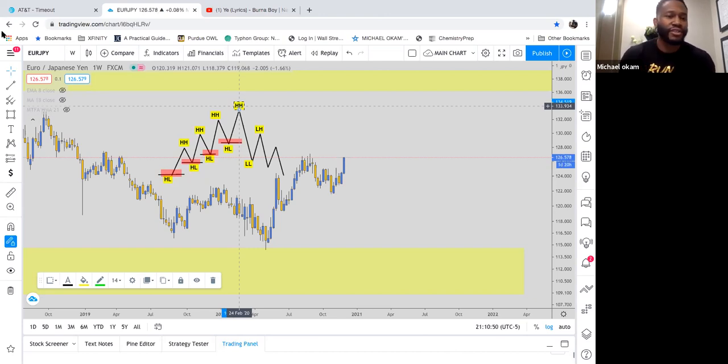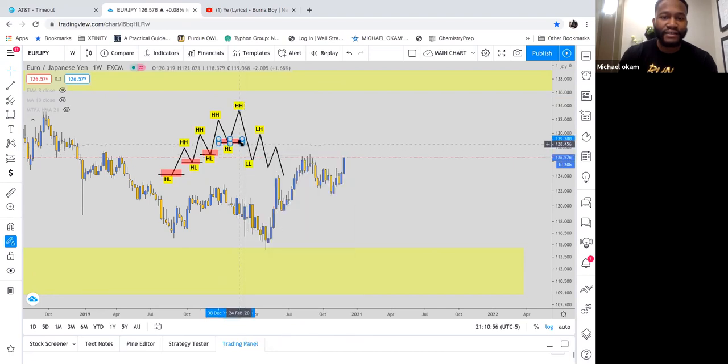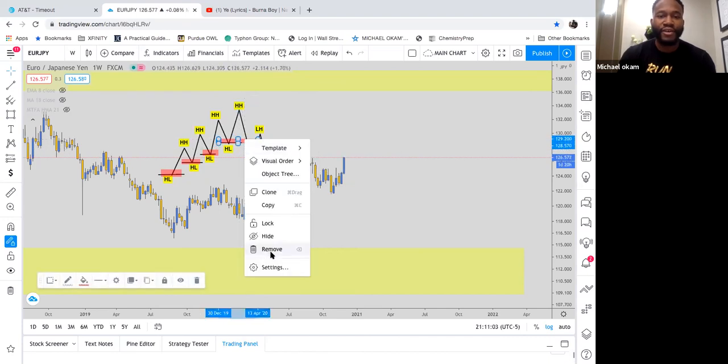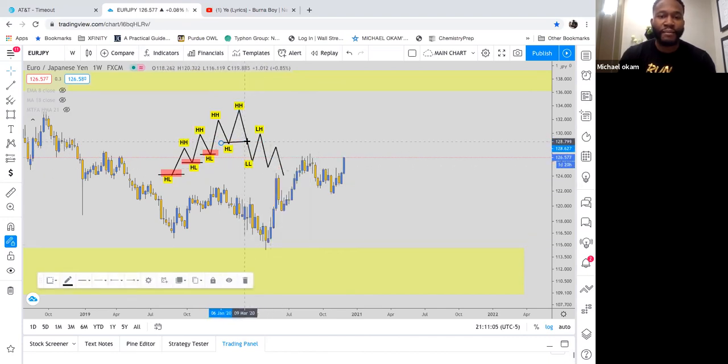Okay, I'm going to show you an example. Okay, if we know that this, let's say this is the zone. Okay, let me take the zone out. If we know this was our last higher low, right?